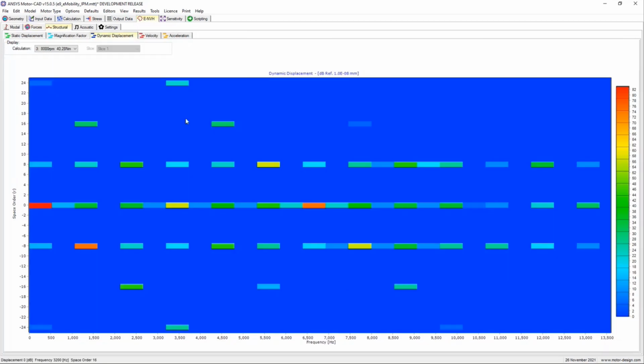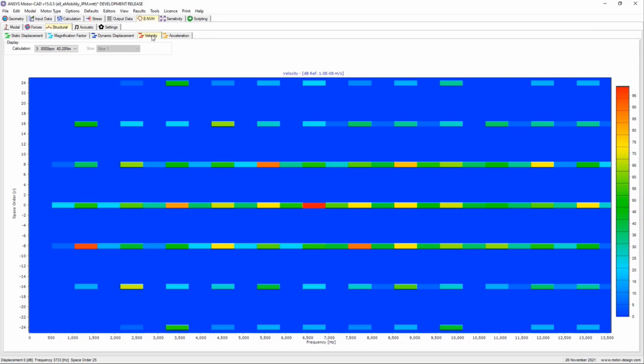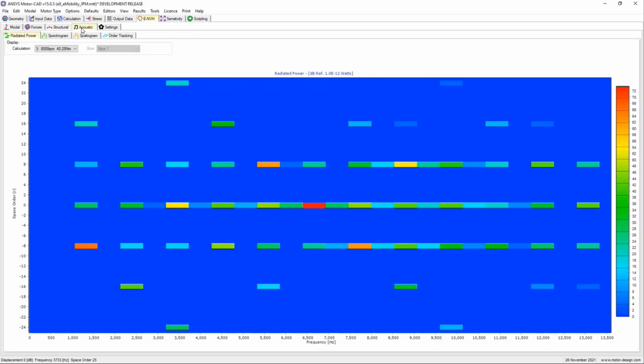The structural analysis calculates the force response of the stator to the excitations. Here we see a dynamic displacement spectrum showing for a single operating point the magnitude of the dynamic displacement for each space order and frequency. The dynamic velocity is calculated from the dynamic displacement and is used to calculate the acoustic response in the final tab. Here we see the radiated power spectrum, which shows the radiated power in decibel for each space order and frequency for a single operating point.